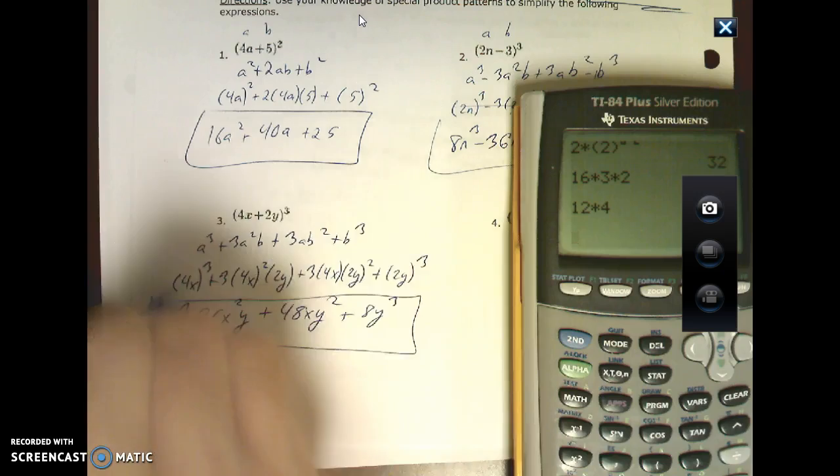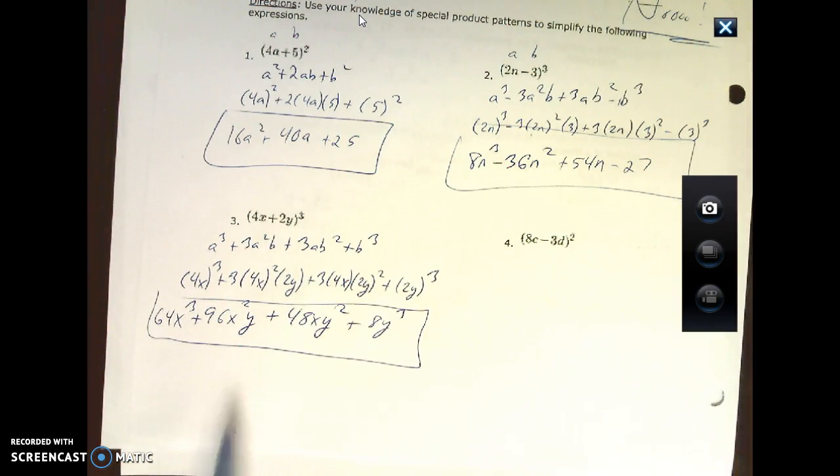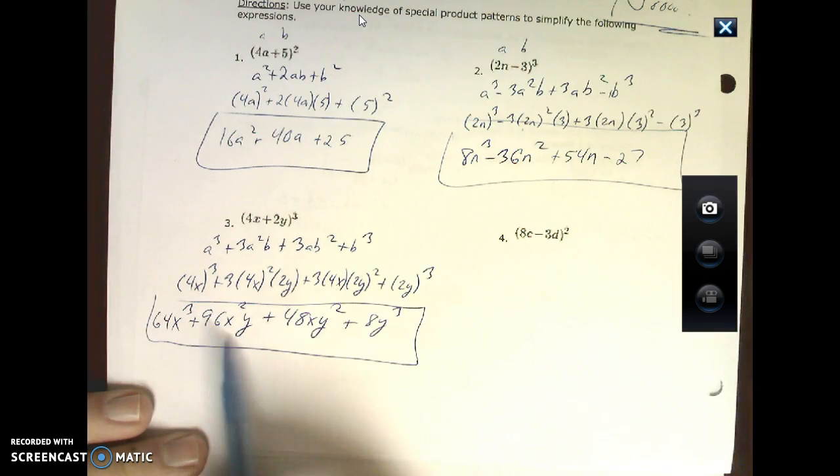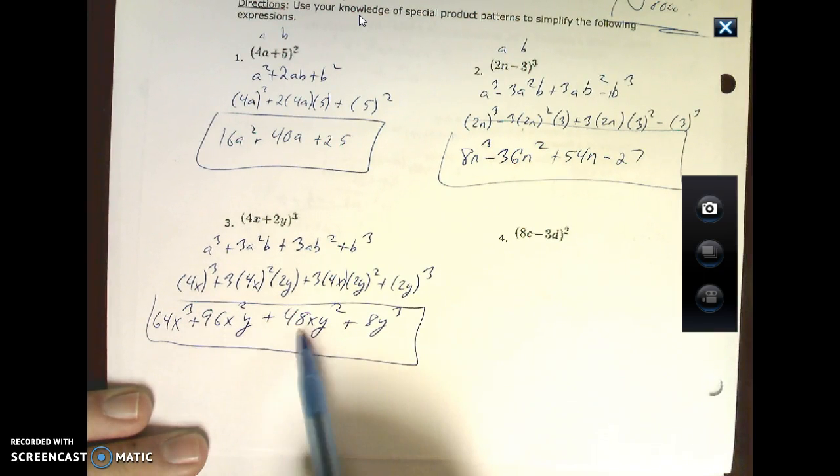This is kind of a cool problem because take a look at your variables. Your x is decreasing in value as your y is increasing, and this is what you typically see when you have two variables. So x cubed, x squared, x, and then y squared, y cubed. One goes down, the other one goes up.